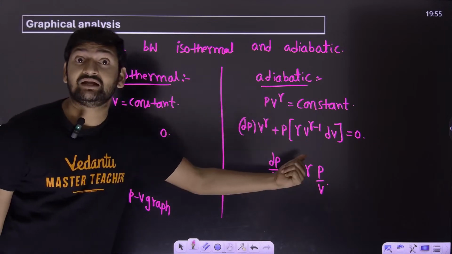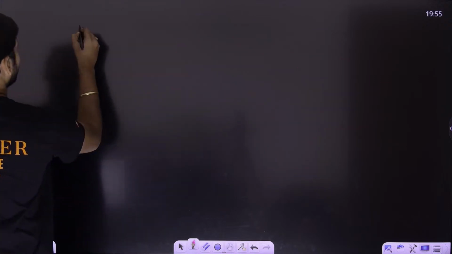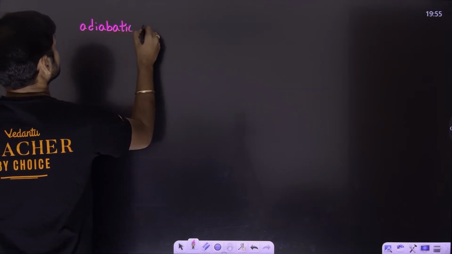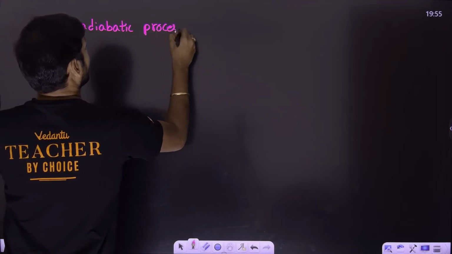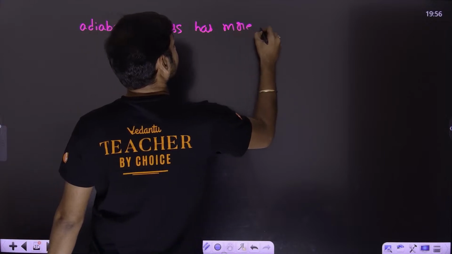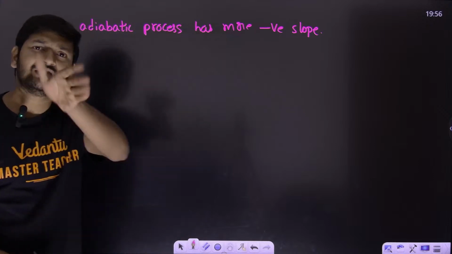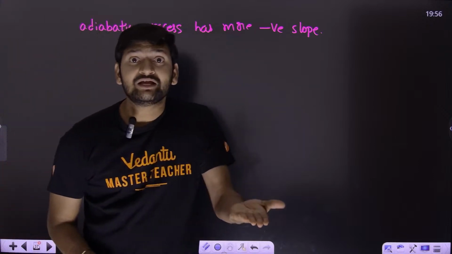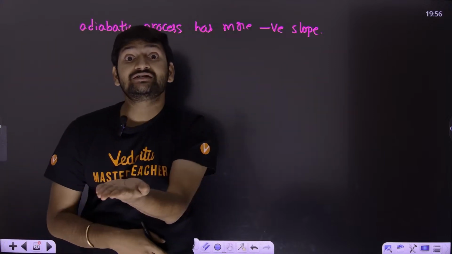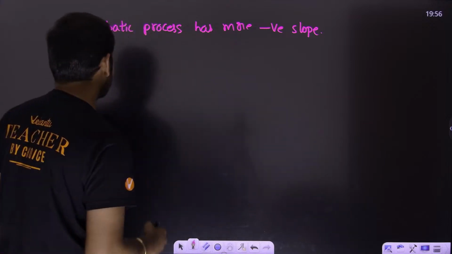Obviously, adiabatic process has more negative slope. First of all, negative slope indicates what? If volume increases, pressure should decrease. That's what is negative slope. If volume decreases, pressure should increase. So if one is increasing, other should decrease.